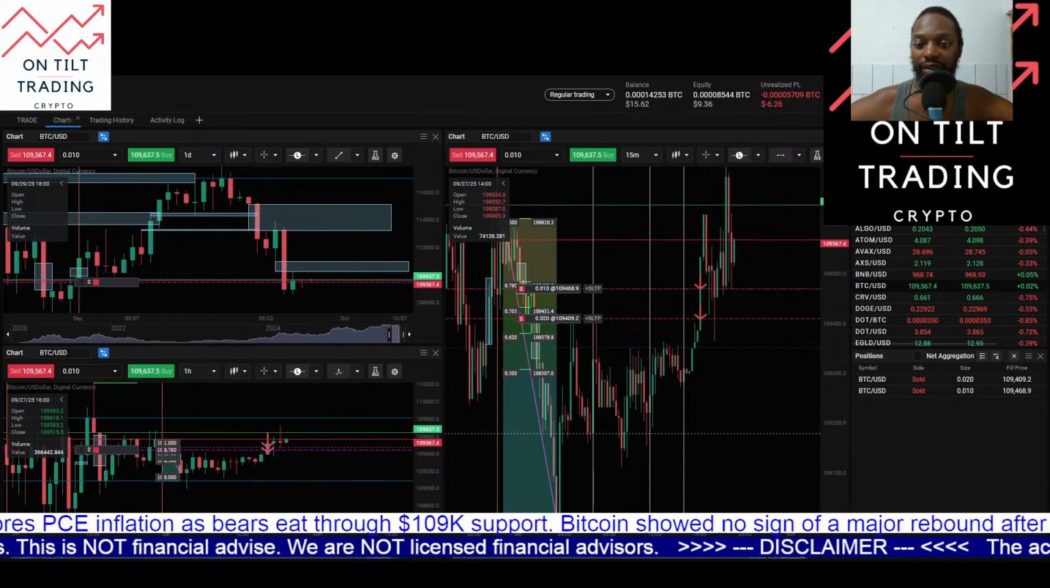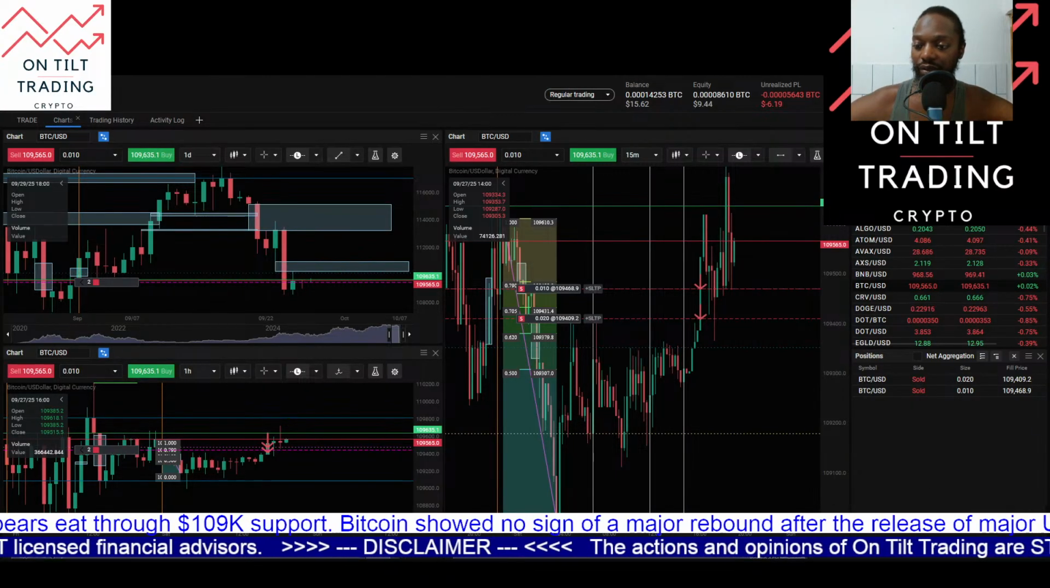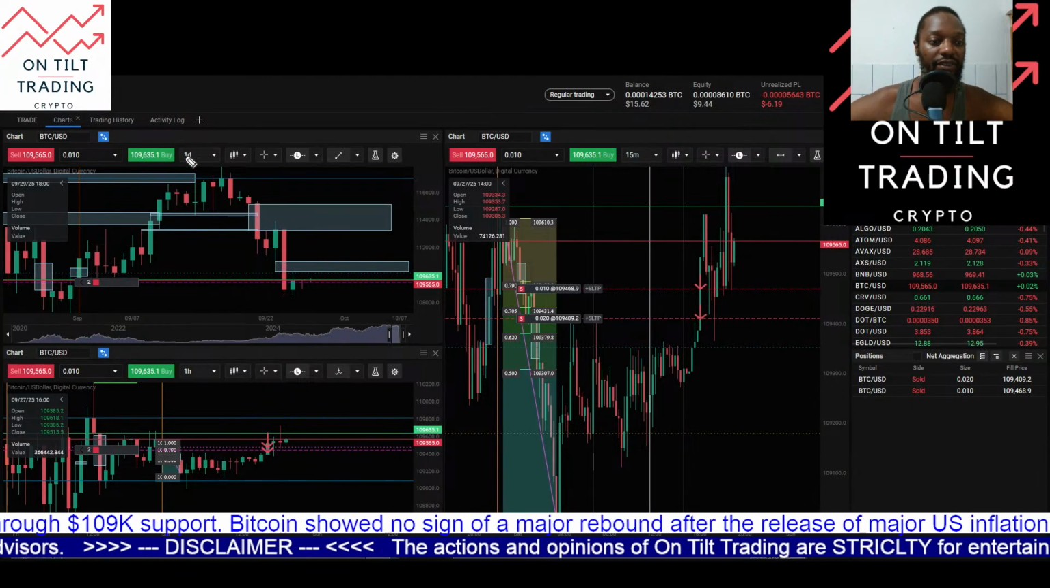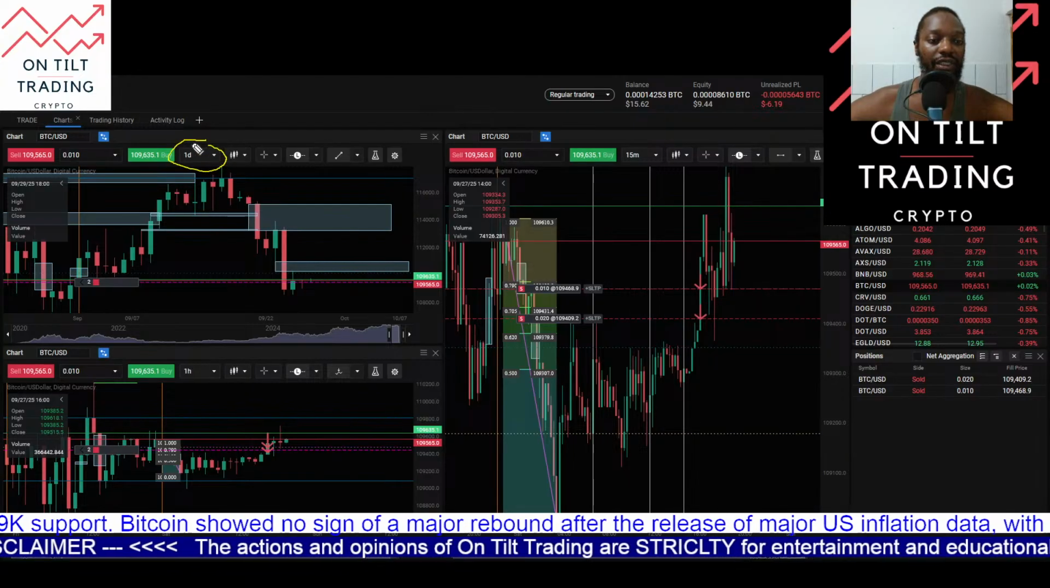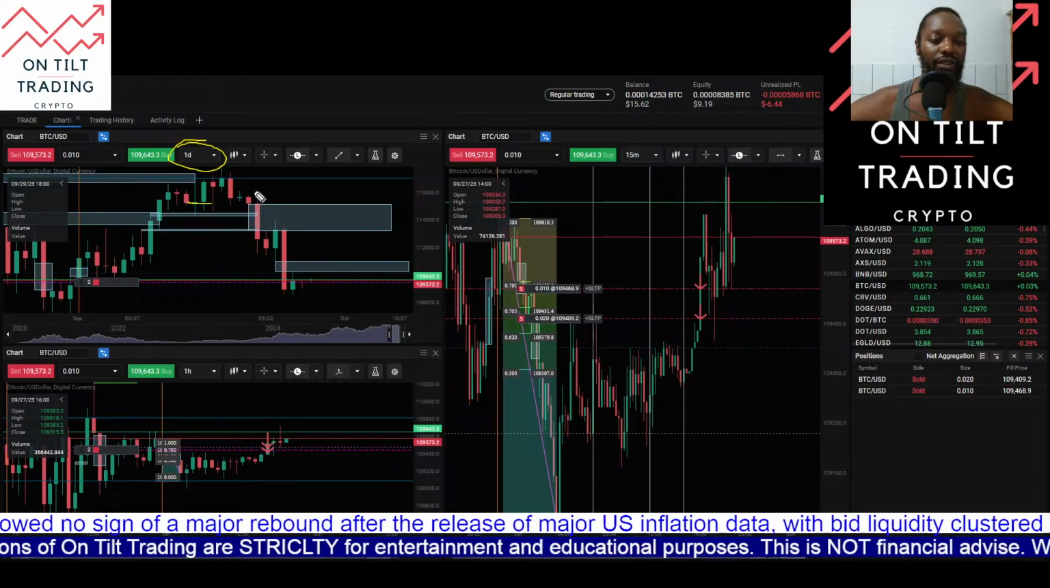I am currently short in two positions in Bitcoin. I'll walk you through what I have trading top down. Starting here on the daily chart, there is a swing low here.